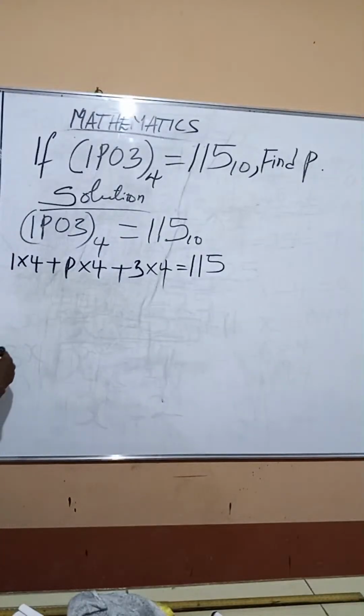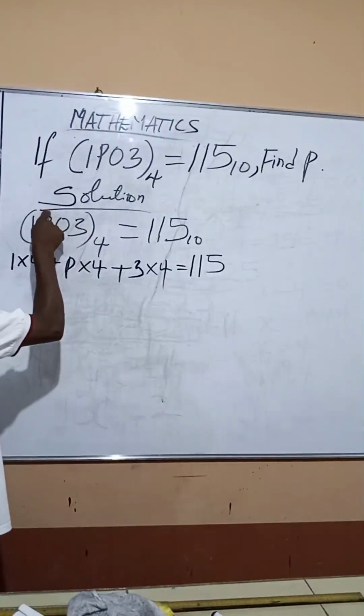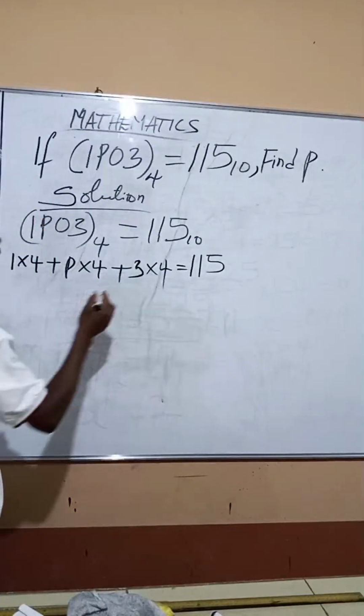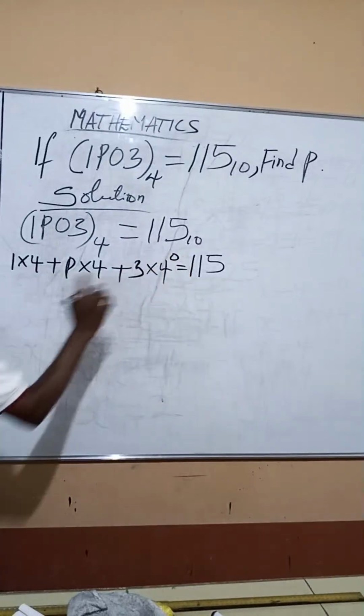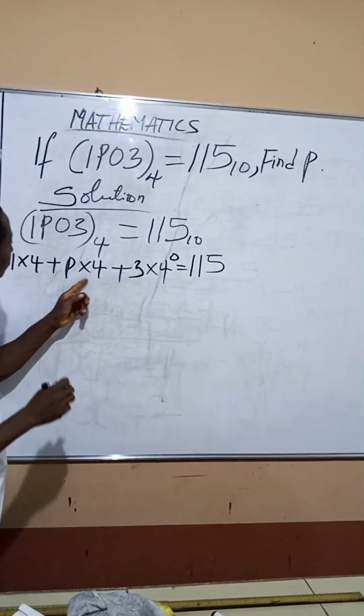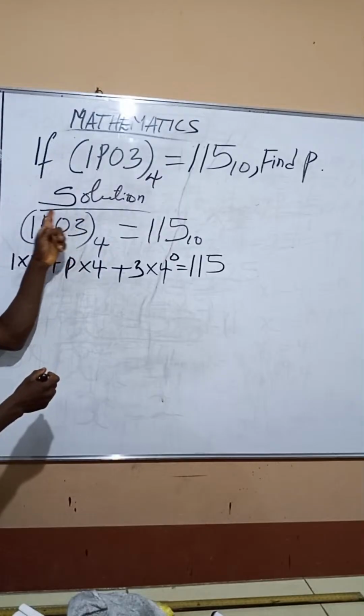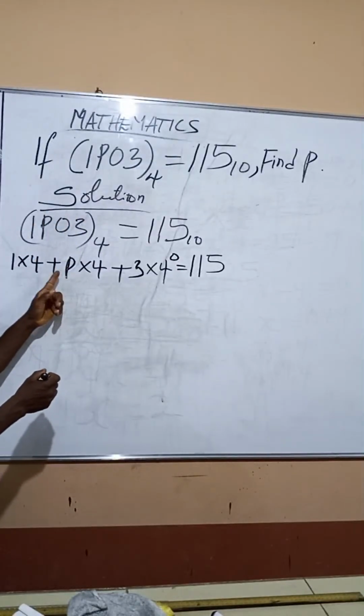So we proceed. This is 0, 1, 2, 3. So at this point, 4 will be carrying 0. Then at this point, this is 0, 1, 2. 4 will be carrying what? 2.